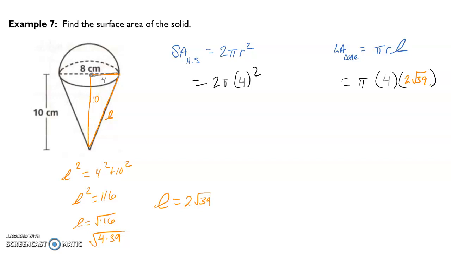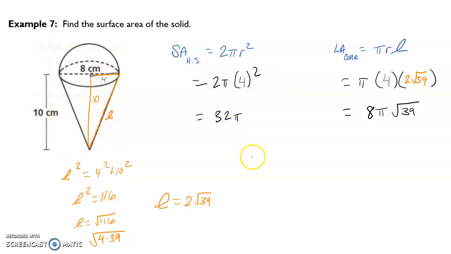Now that I have that, 4 times 2 root 29 times pi, I'm going to get a lateral area for my cone of 8. Here's how we're going to write this: 8 pi square root 29. You're going to not put pi afterwards. The square root, your radical term, is always going to be the last term. And for the hemisphere, not 2 pi times 4 squared, but 4 squared is 16, times 2, we get 32 pi.